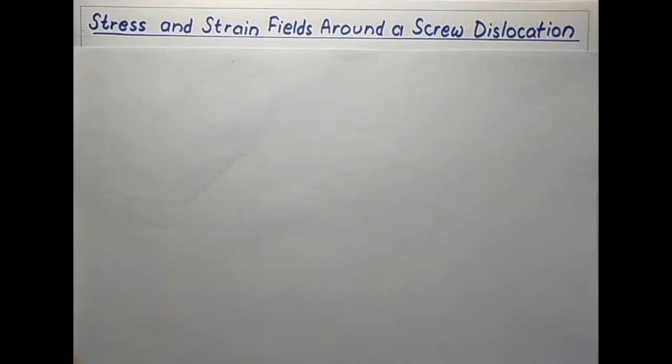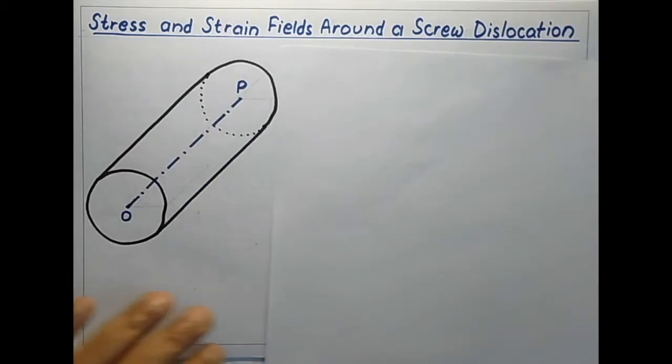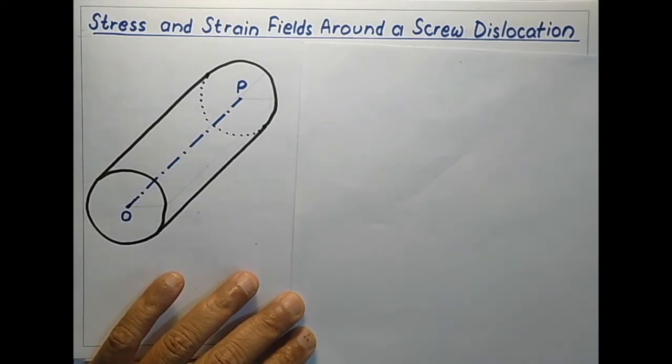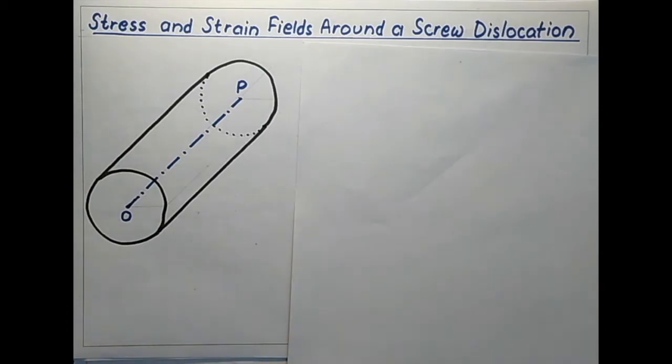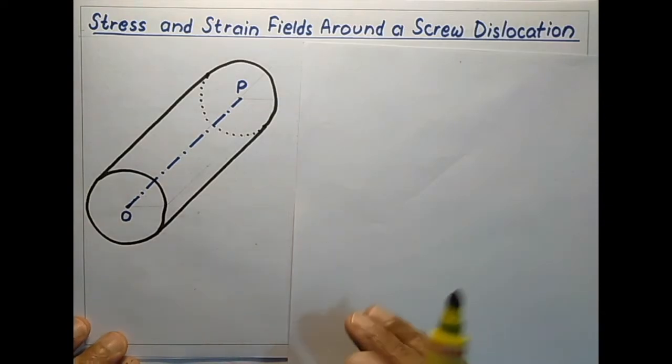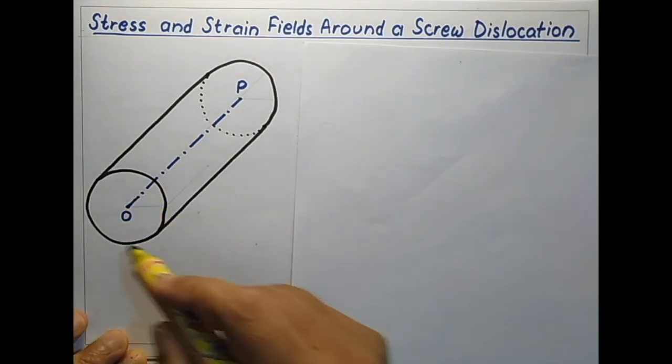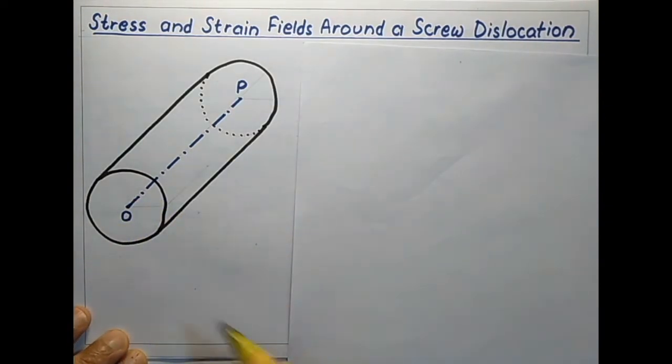In this video, we will develop the formula for stress and strain fields around a screw dislocation. Let us first create a screw dislocation inside a cylindrical material. So this is a block of cylindrical material. OP is the axis of the cylinder.